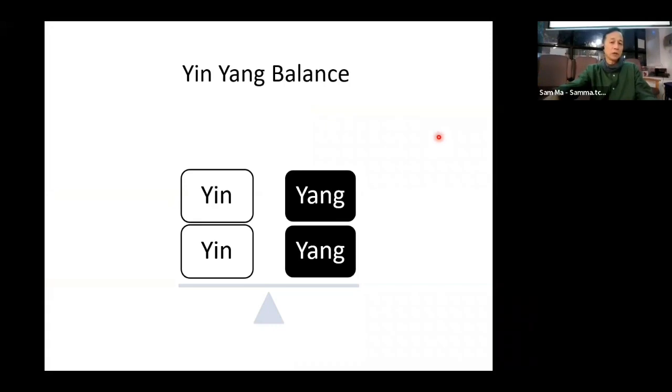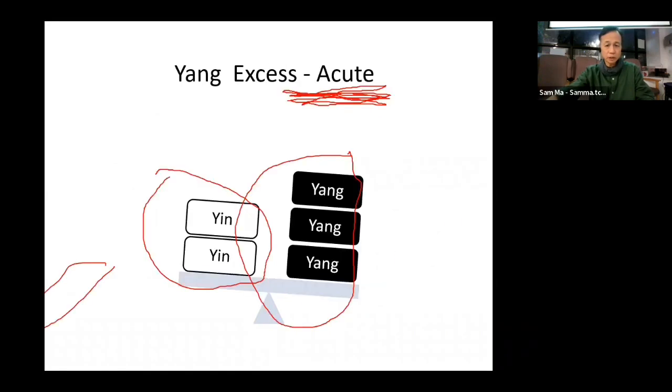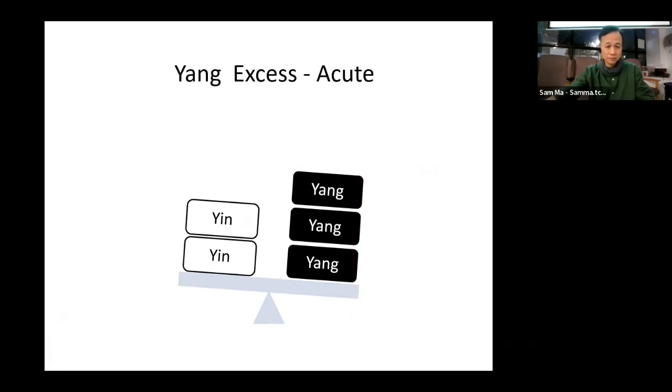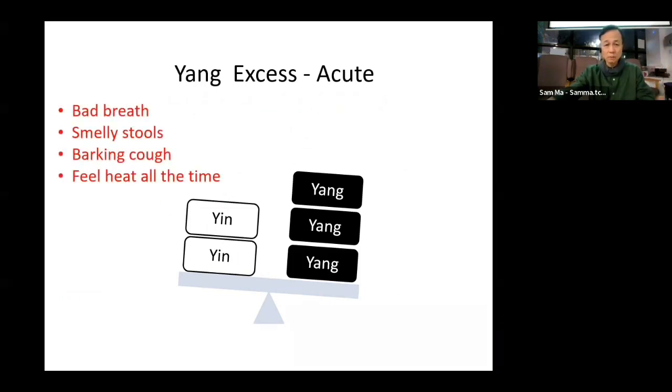Next slide. We talk about the yin-yang balance in the body. Two blocks of yin and two blocks of yang. They're actually balanced within our body. Think about this in our body, okay? When the situation changes, when one side is up, because it was two yang and two yin just now, but we've got three yangs now, it means that the yang is too much, but it's an acute condition, it happens very recently. It indicates bad breath, smelly stools, barking cough, and feeling heat all the time.